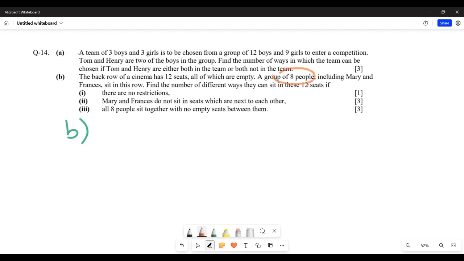8 people, including Mary and Frances, sit in this row. Find the number of different ways they can sit in these 12 seats if there are no restrictions. So there are 12 seats and 8 people. So we're going to write 12P8. 12 spots available for 8 people, 12P8, which is 1995840.